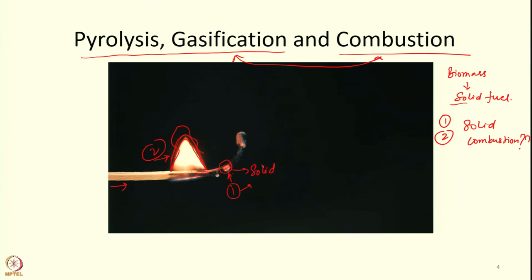This other one is your solid combustion. If you blow it, this charcoal is not going anywhere, and the carbon in this charcoal is getting oxidized in the solid form. So this is classified as solid combustion. Now this is a gaseous flame. The question comes, from where does this gas come? That is the process called pyrolysis.